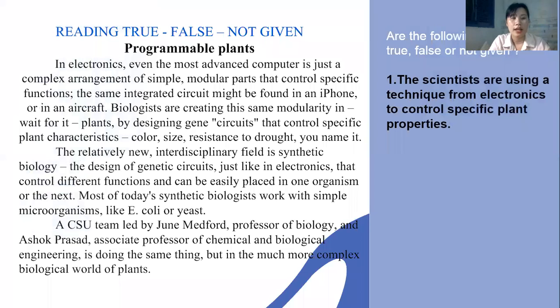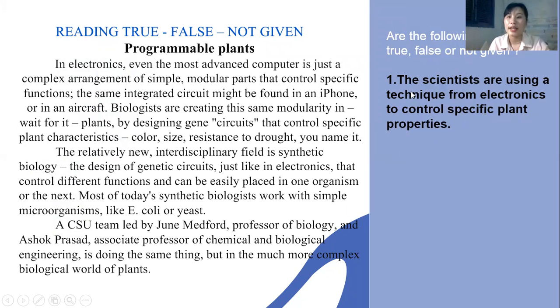Okay, you can see that there's a reading True, False, or Not Given, with the article "Programmers place" that I have used before. Normally, the first question is: the scientists are using a technique from electronics to control space plants. As I have told you before, you have to read the statement here really carefully.